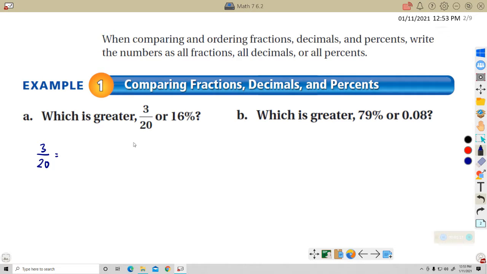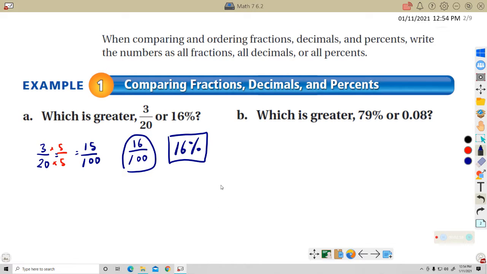Well, 16% is 16 over what? Percent's always compared to 100, right? Well, I can look at 3 over 20, and I know that I can easily make that 20 into 100 by multiplying by 5, top and bottom. So 3 times 5 is 15. 20 times 5 is 100. So 3/20ths is equivalent to 15/100ths. 16% is equivalent to 16 over 100. So which is greater? 16 over 100. Well, actually, that should go back to the original question. 16% is the greater.